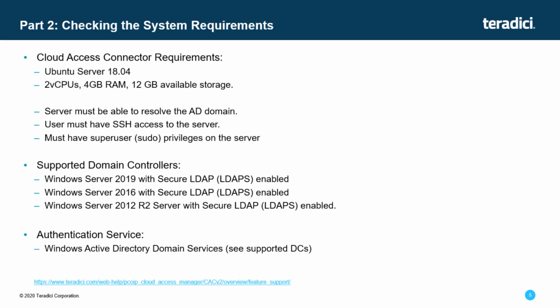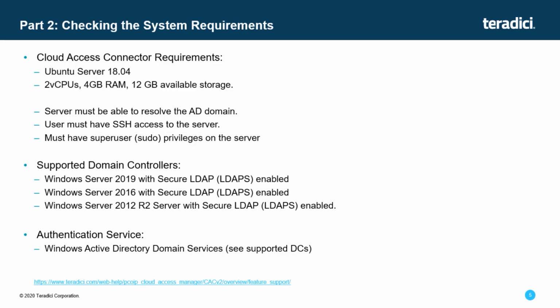The Cloud Access Connector is installed on top of an Ubuntu 18.04 server, and the machine must have the minimum requirements of at least 2 CPUs, 4 gigs of RAM, and 12 gigs of available storage. Other Cloud Access Connector requirements are that the server must be able to resolve the Active Directory domain, and the user must have SSH access and sudo privileges onto the Ubuntu server.